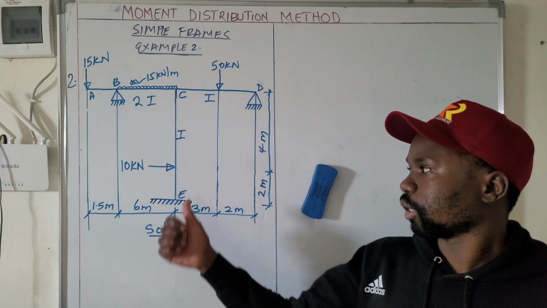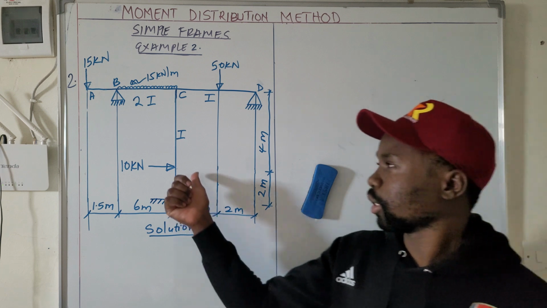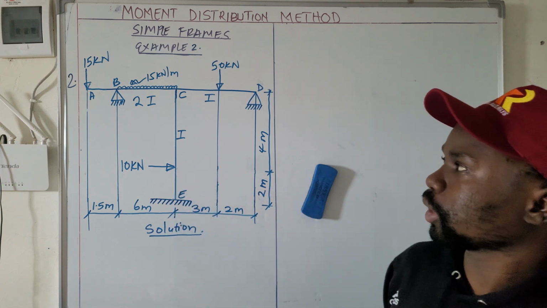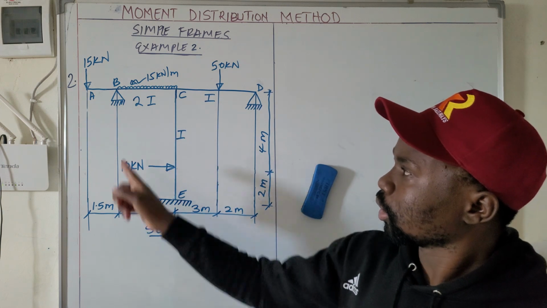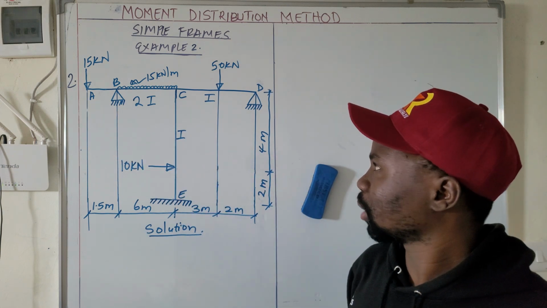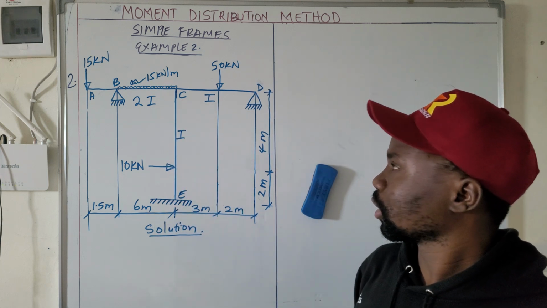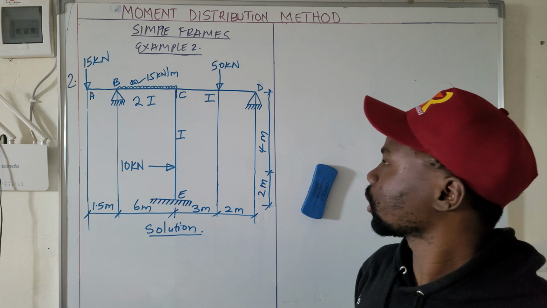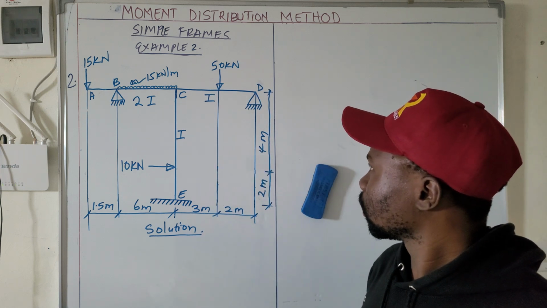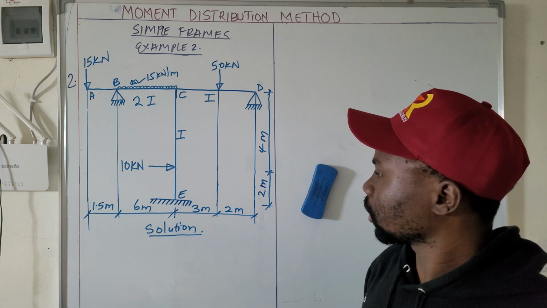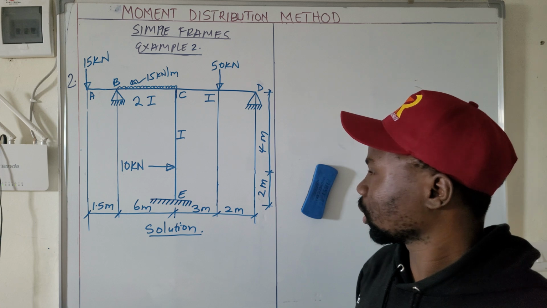So this is the frame that is on the board, as you can see. This frame is supported at point B. At point B, this is a pin support. Again, at C, it is a simple support. At D, again, it is a pin support. And then at E, it is a fixed support.